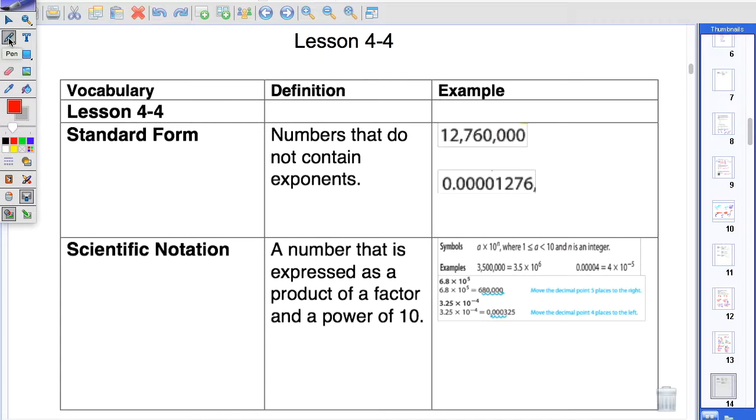This is the vocabulary for lesson 4.4. Standard form: numbers that do not contain exponents. So these two numbers are written in standard form: 12,760,000, and the second example is 1,276 hundredth millionths. Scientific notation is a number that is expressed as a product of a factor and a power of 10. So here are some examples of numbers written in scientific notation and how we take them out of scientific notation. I will explain more when we do the lesson.